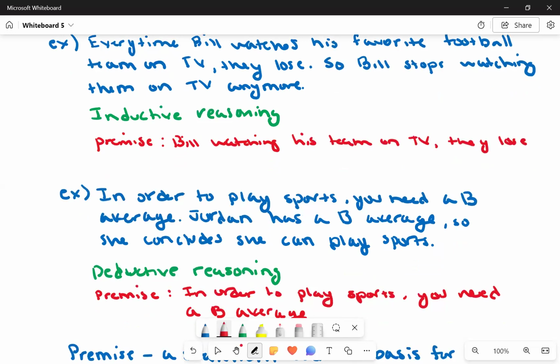And for the second one, the rule that in order to play sports, you need to be average, that premise is a rule that, again, we agree is probably going to be true. Could they possibly change? Yes. But in the case of these arguments, we're saying that these are factual things that are happening. These are true statements, these premises, and that's where they're drawing the conclusion.